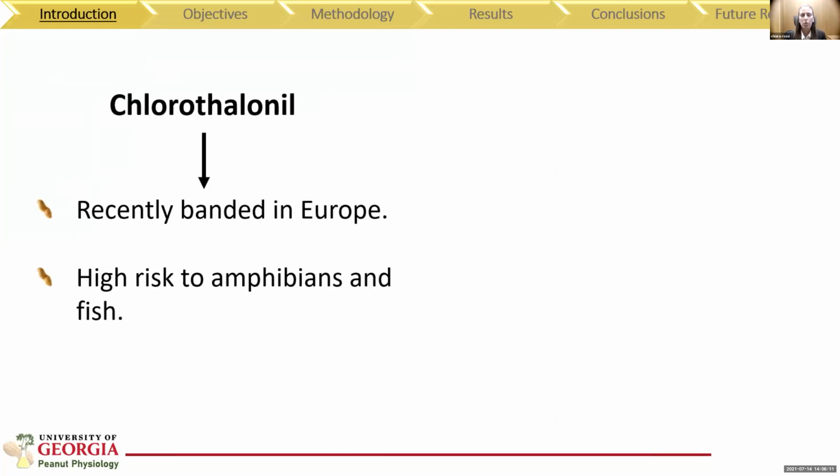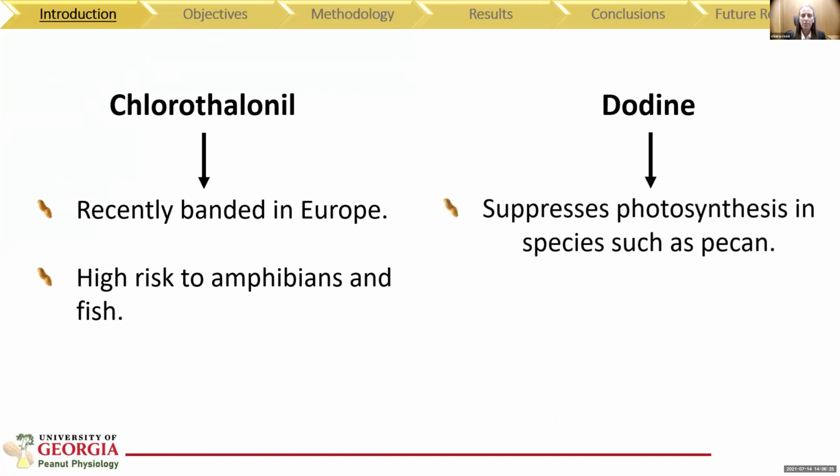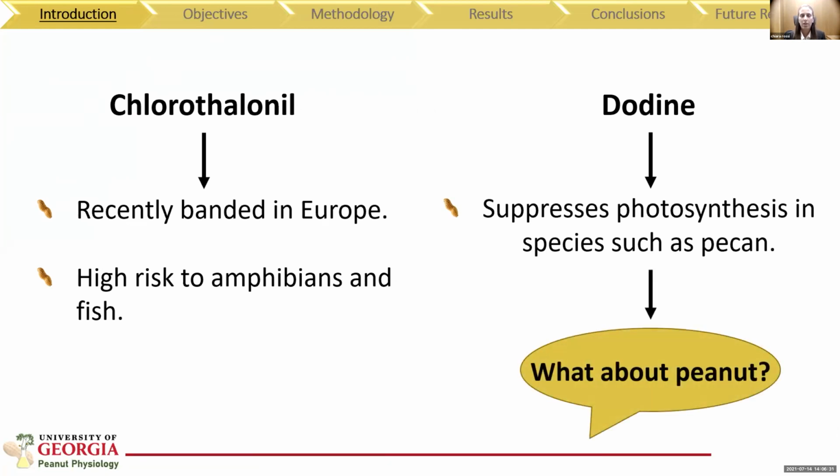However, chlorothalonil was recently banned in Europe due to its high risk to amphibians and fish. On the other hand, Dodine is an alternative fungicide with similar range of activity, but recent studies have demonstrated that it suppresses photosynthesis in some species like pecan. However, there are no studies related to the effect of Dodine on the photosynthetic activity of peanut plants.